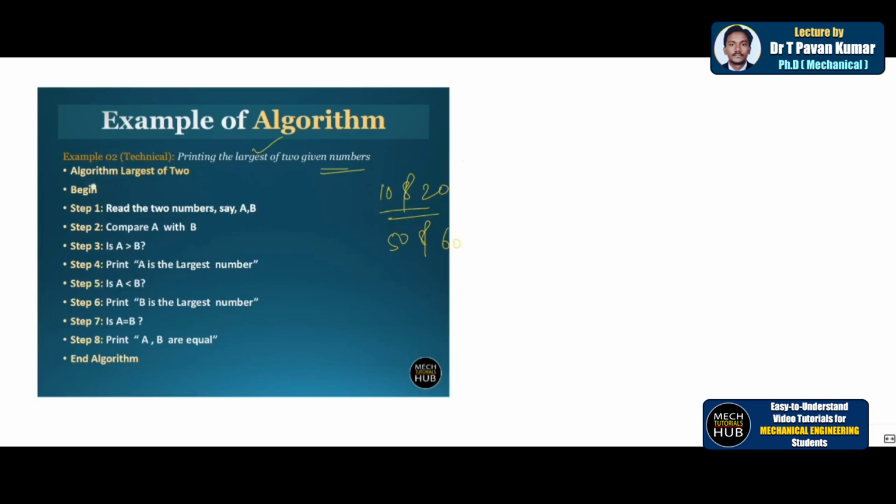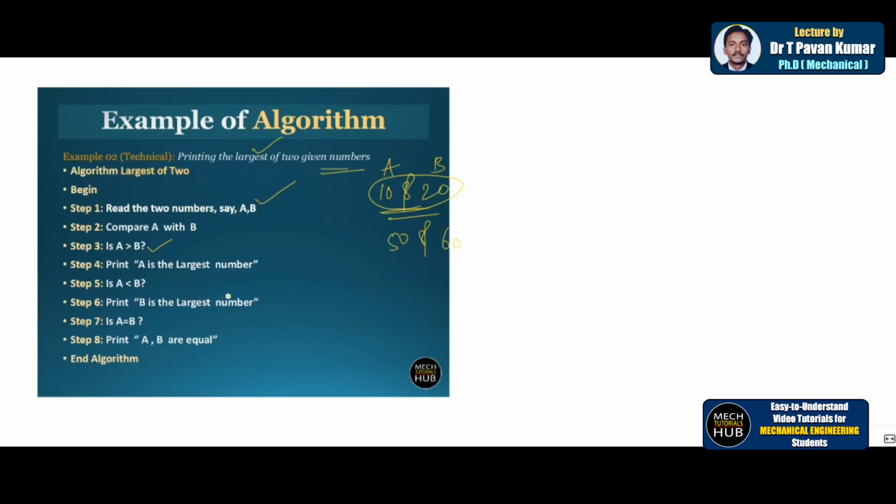In that case, the algorithm has begun now. Step 1 is read the two numbers, say A and B. That could be X and Y also, P and Q also. Compare A with B. Let us say A is equal to 10, B is equal to 20. When I compare A with B, the third step is: is A greater than B, in question form. If yes, if true, print A is the largest number. In this case it is true, then here ends the matter.